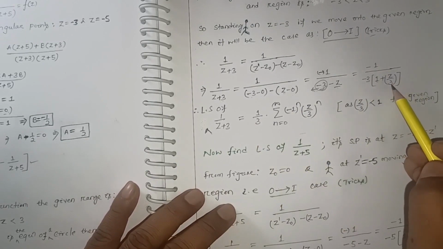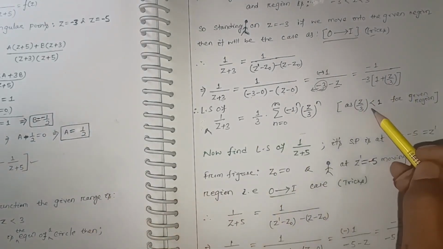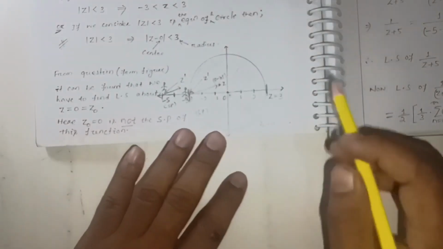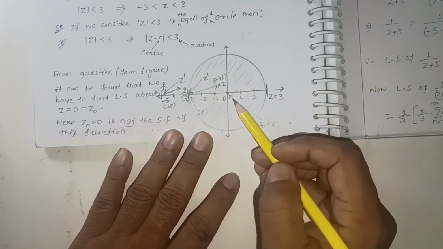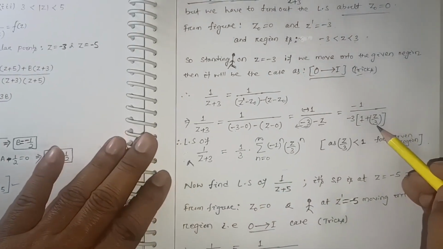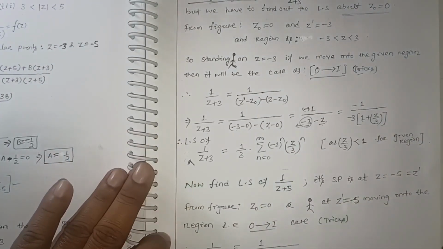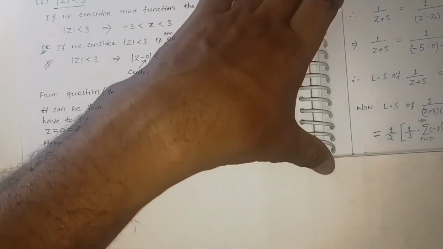Here you can see z by 3 for this region is always less than 1. You can check, no problem. So you just consider any point inside this region. The z by 3 will always be less than 1, right?